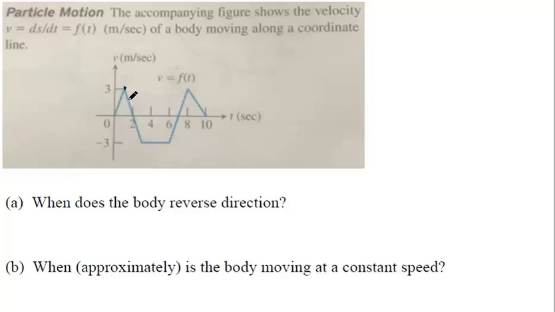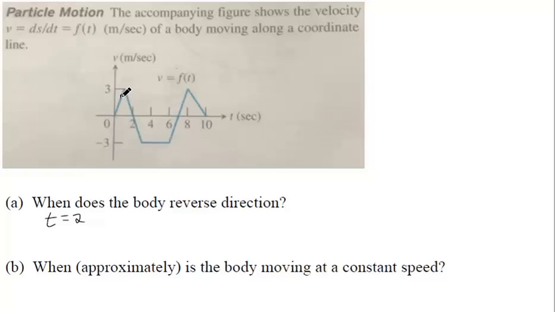Okay. When is the body reversing direction? Some students might think that it reverses direction here, but it's speeding up here, and then the body starts slowing down. Okay, so when does the body reverse direction? It actually reverses direction at t equals 2, because it's still going forward, right?